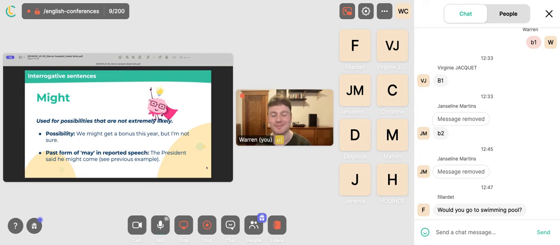Next one here. Might, used for possibilities that are not always extremely likely. For example, possibility here: we might get a bonus this year, but I'm not sure.